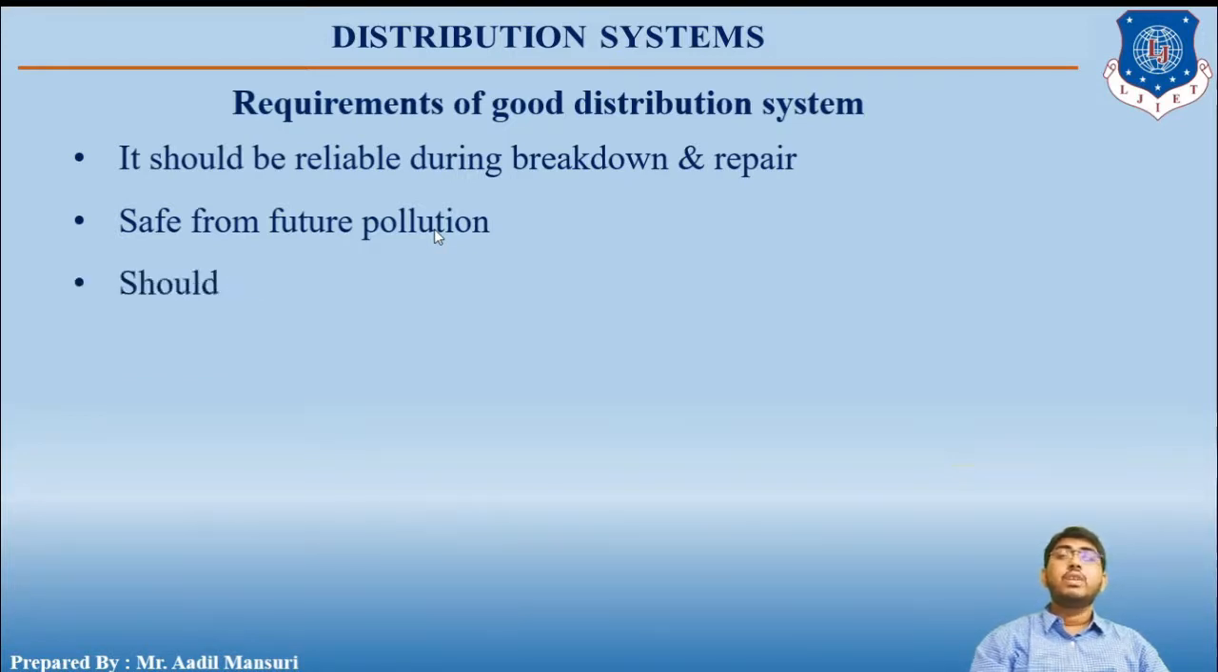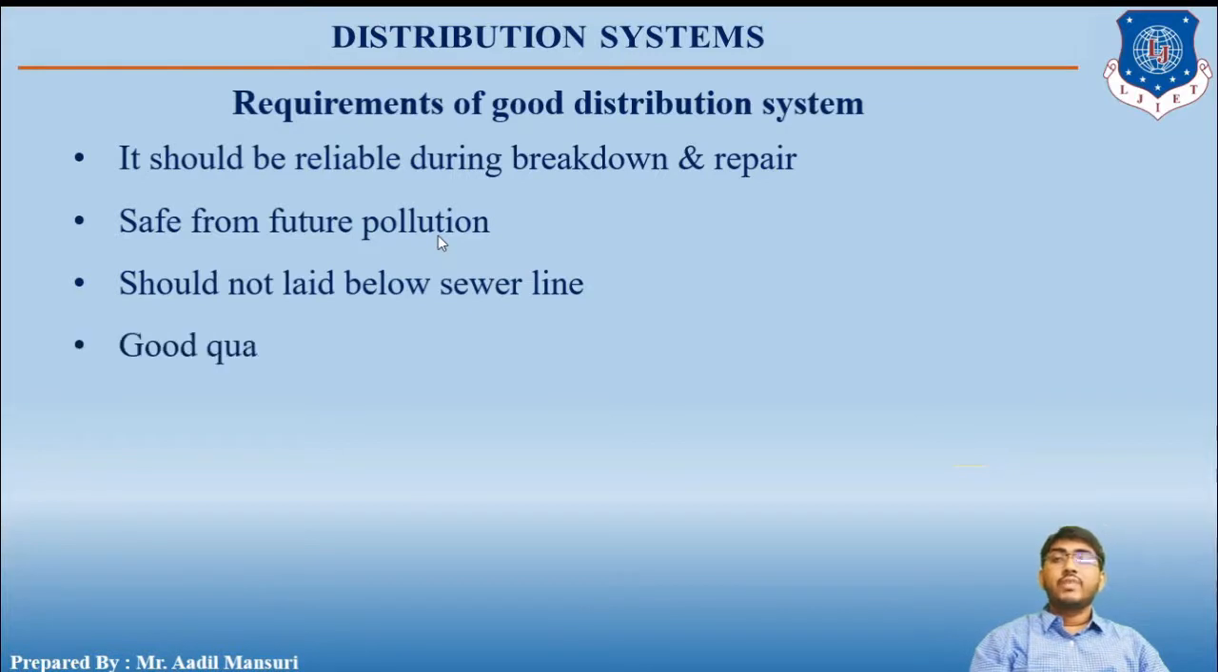Okay, next is it should not be laid below the sewer line. The distribution system should not be laid below the sewer line. Next is that a good quality pipeline must be used such that it does not get burst. Because we know that when you pump water from the treatment plant, the pressure of the supply is extremely high, so the quality of pipeline should be better so that it does not get burst.